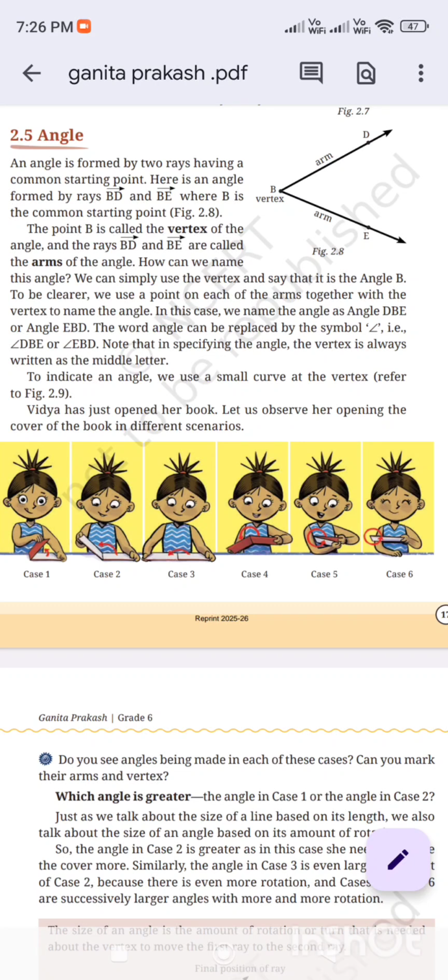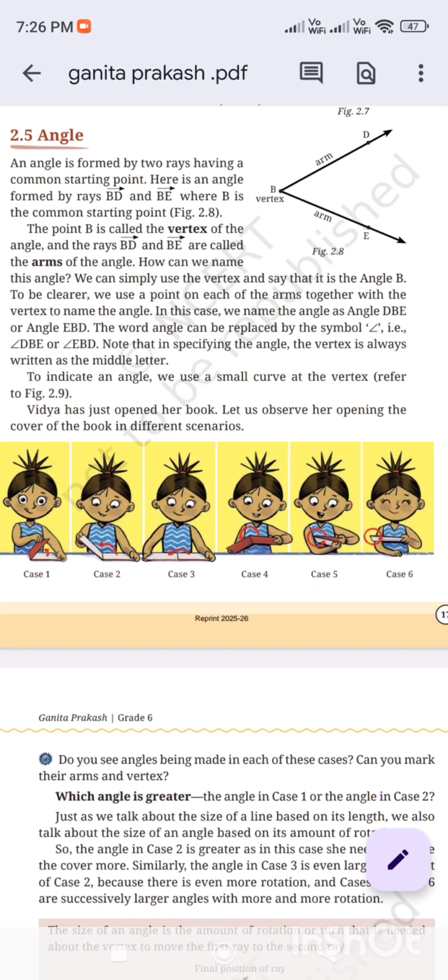I am going to teach about angle. An angle is formed by two rays having a common starting point. Here is an angle formed by the rays BD and BE, where B is a common starting point as shown in the figure. The point B is called the vertex of the angle and the rays BD and BE are called the arms of the angle.